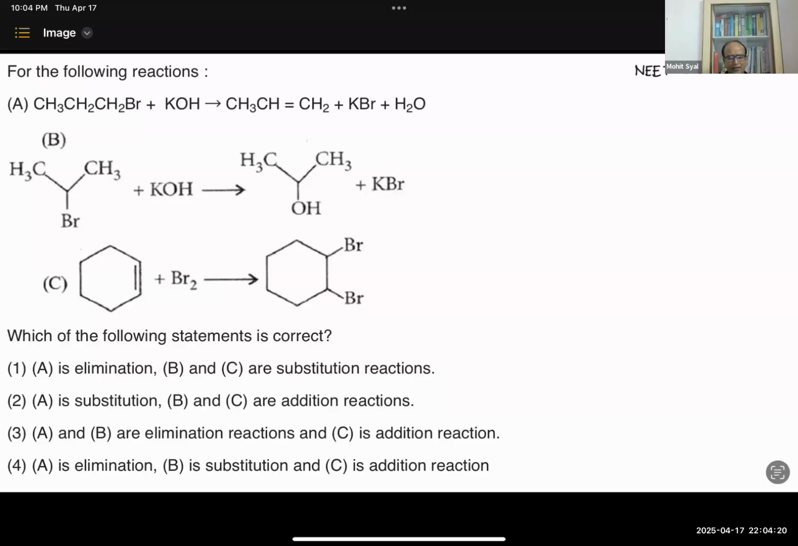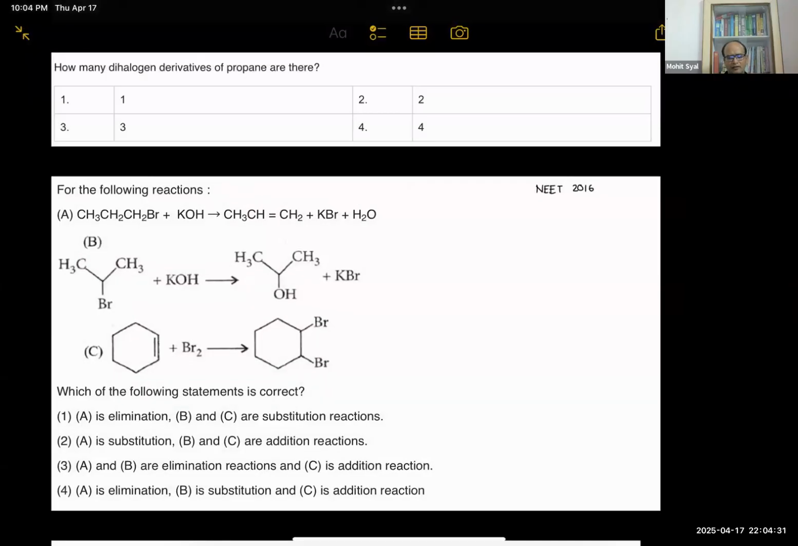So the answer is A is elimination, B is substitution, C is addition. The fourth option is the right answer. Correct. Good.